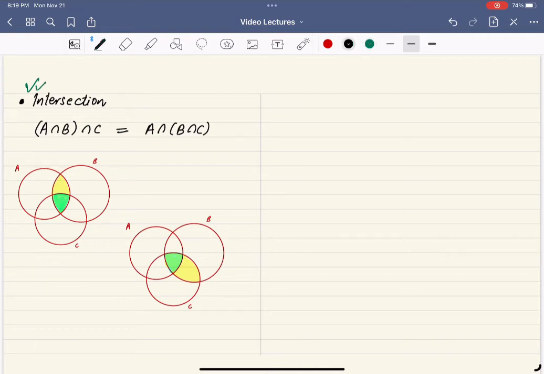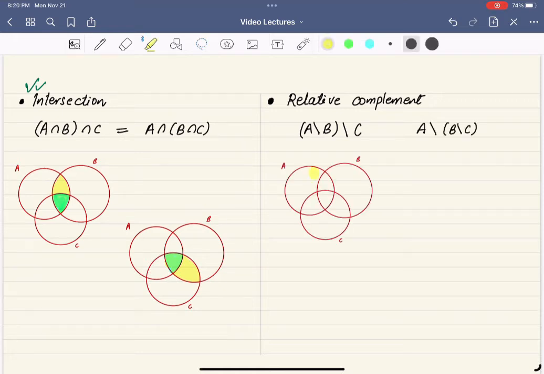Now let's look at the next one, relative complement. We want to see that if A minus B, then take minus C, whether it is equal to this expression right here. For the left hand side, perform A minus B first, which is given by this area, and then remove C from the shaded area, leaves us with this green area.